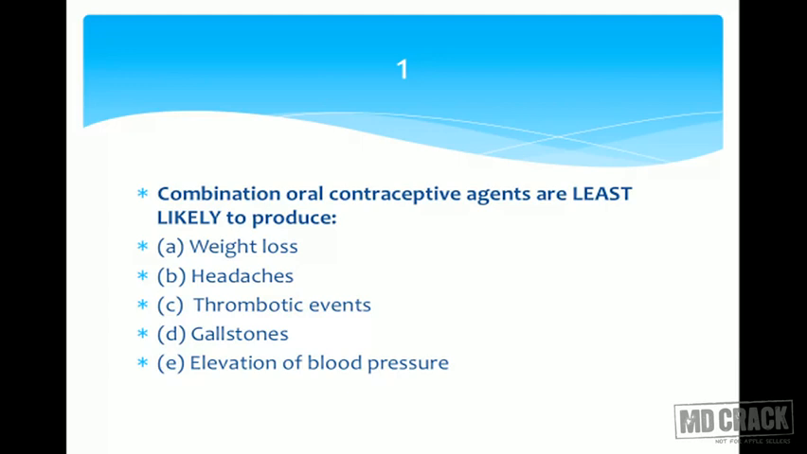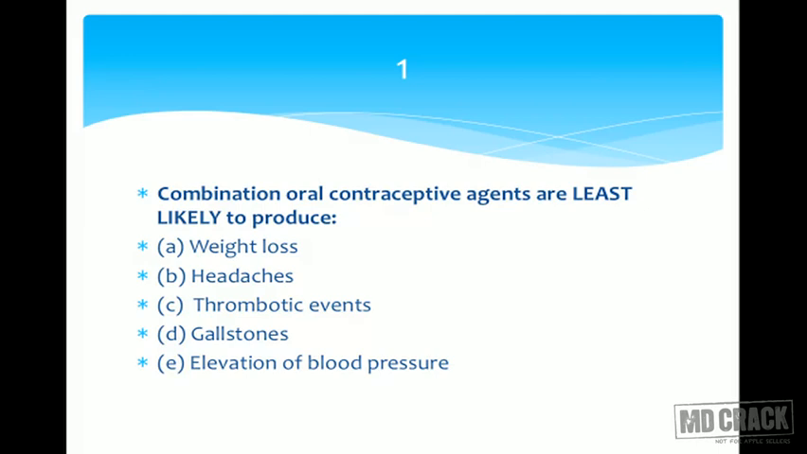Combination oral contraceptive agents are least likely to produce. Options are weight loss, headaches, thrombotic events, gallstones and elevation of blood pressure. Yes, this is about the combination oral contraceptive agents.